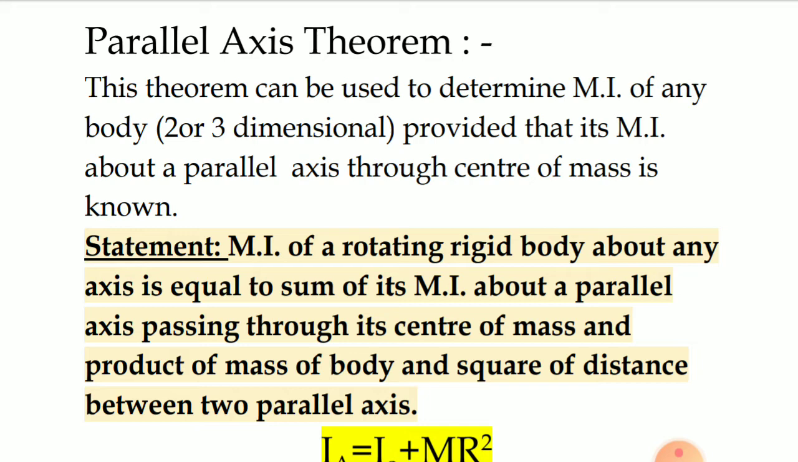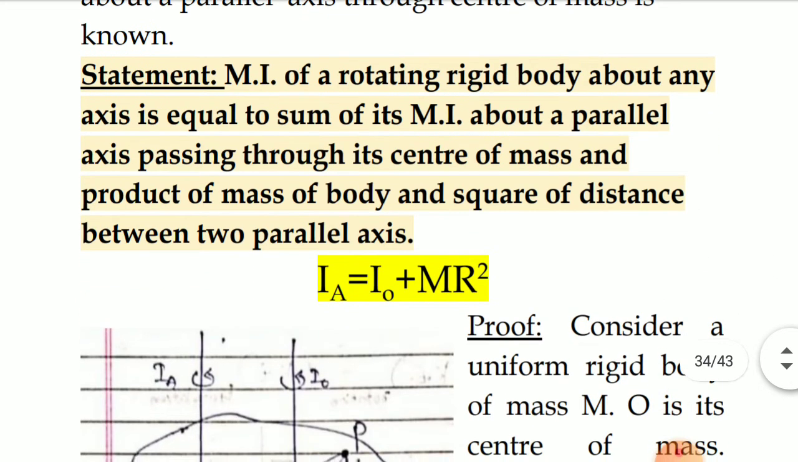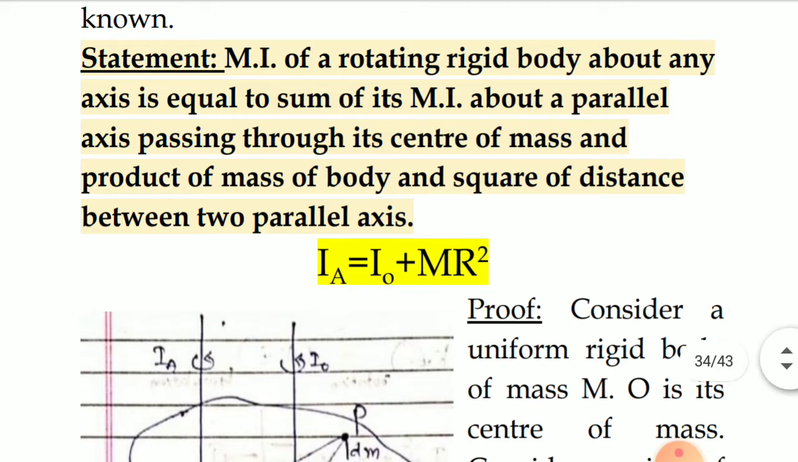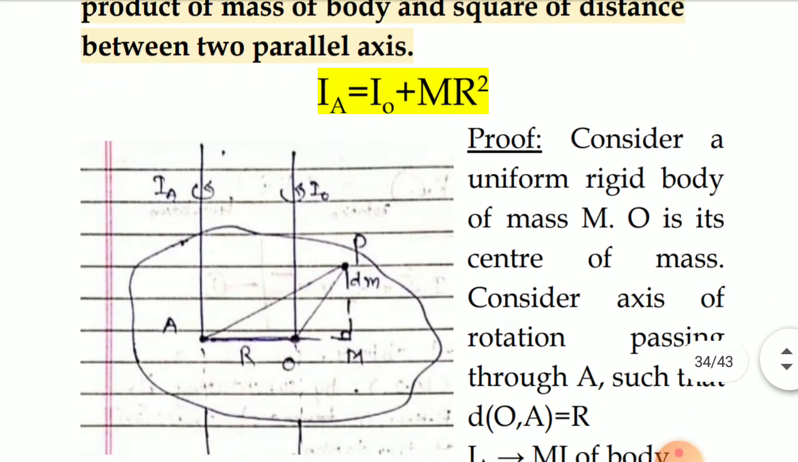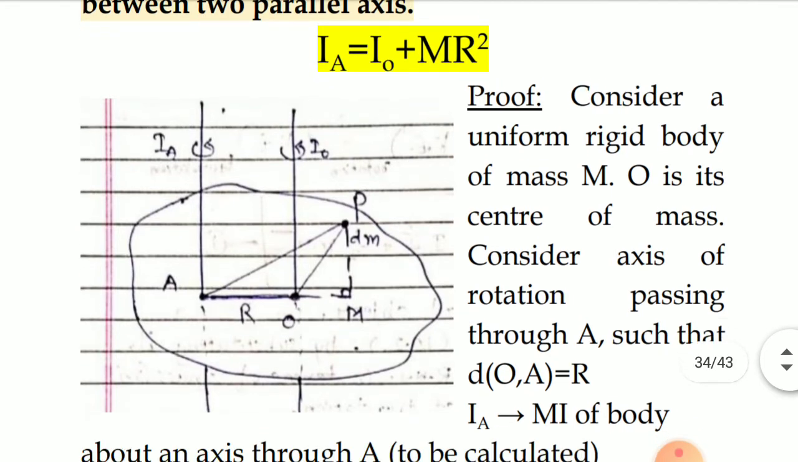So first of all we will try to understand, or rather state, the statement of the parallel axis theorem. The statement says that the moment of inertia of a rotating rigid body about any axis is equal to the moment of inertia of the body about a parallel axis passing through its center of mass, plus the product of the mass of the body and the square of the distance between the two parallel axes. So I_A is equal to I_O plus MR squared. I am expressing that in the form of an equation.